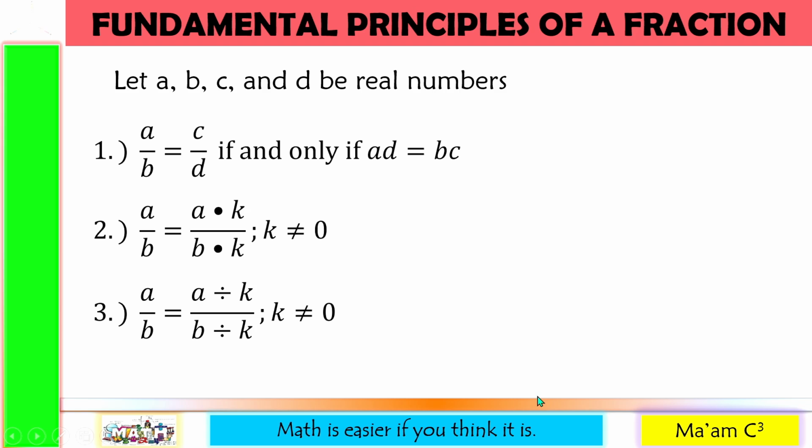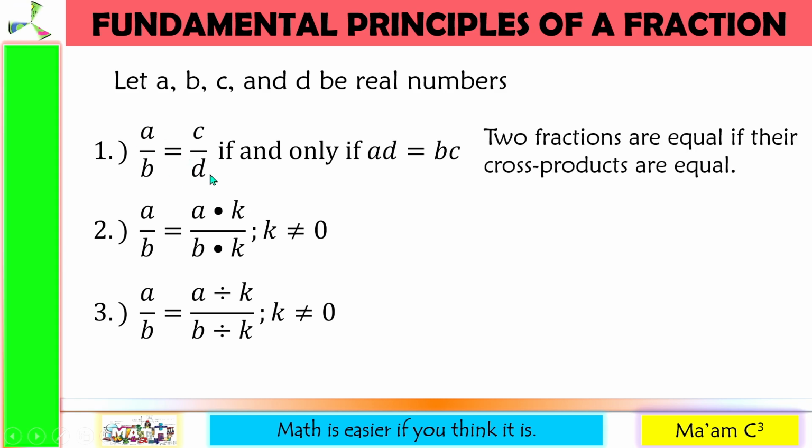Here are fundamental principles of a fraction. Let a, b, c, and d be real numbers. Number 1, a divided by b is equal to c divided by d if and only if ad is equal to bc. So this happens when we cross multiply. So it means two fractions are equal if their cross products are equal.